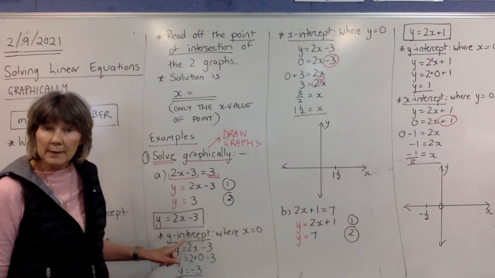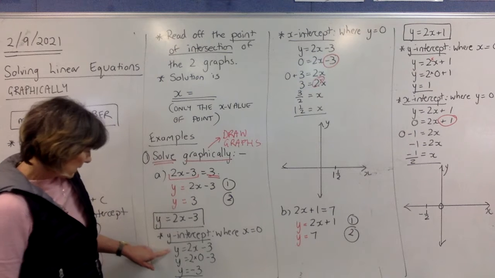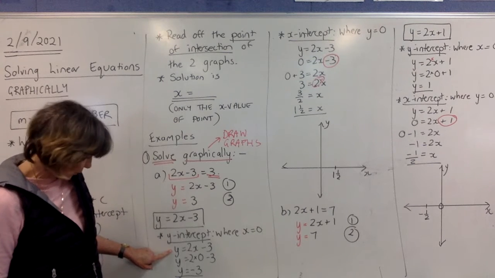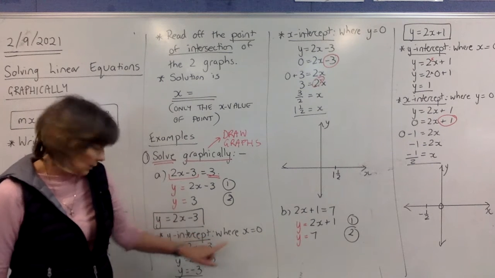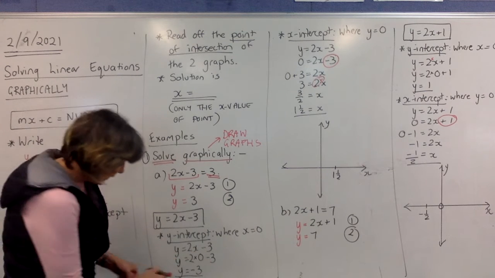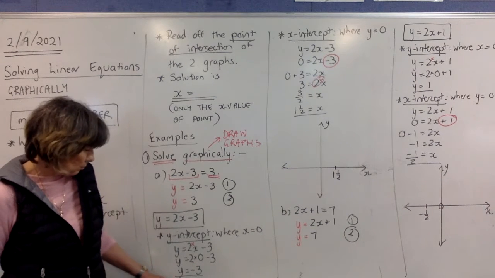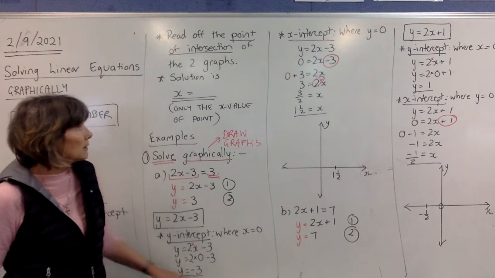So remember our y-intercept, we make the other letter, x, equal to 0. Start with your equation that I gave you. And we're going to put the 0 in for x. So we have y equals 2 times 0 minus 3. And if you do that on your calculator, you'll get minus 3. So y equals minus 3.